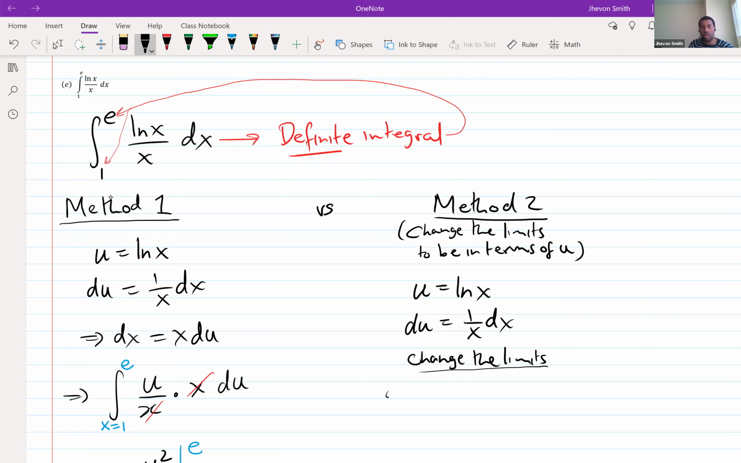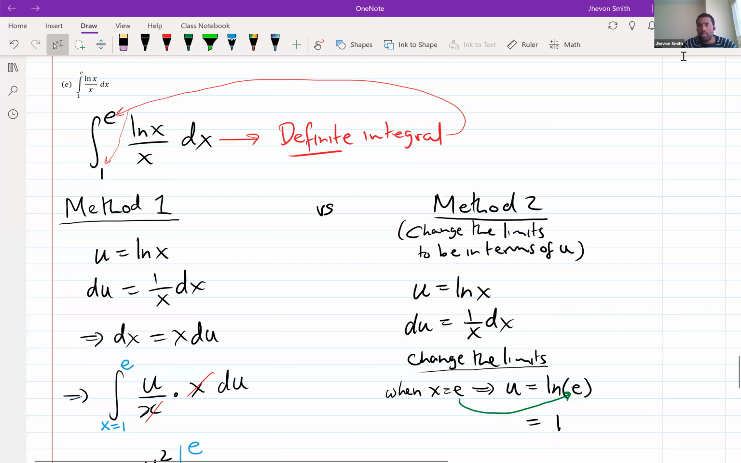So you're going to say, well, when x equals e, my u is going to be, well, you're going to plug in x, ln of e, right? So you're just going to plug that in. x equals e, u is ln of e. So this means that u is equal to 1.